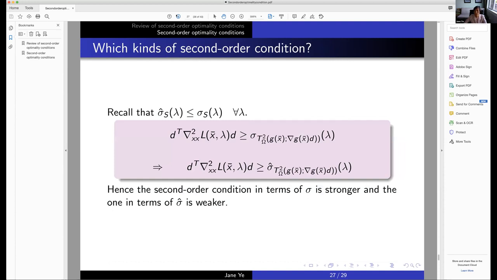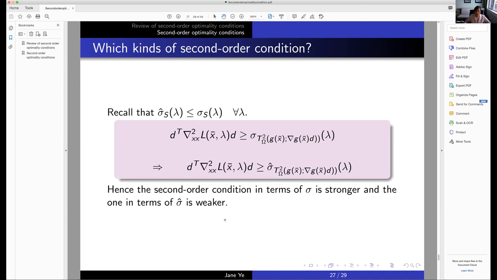Okay, so now we have two kinds of second order conditions, right? Sigma or sigma hat. We call this relationship: sigma hat is in general smaller, and they are equal when the set is convex. If you have a condition in terms of sigma, of course, the condition with the sigma hat will hold. So the second order condition in terms of sigma is stronger, and the one in terms of sigma hat is weaker.